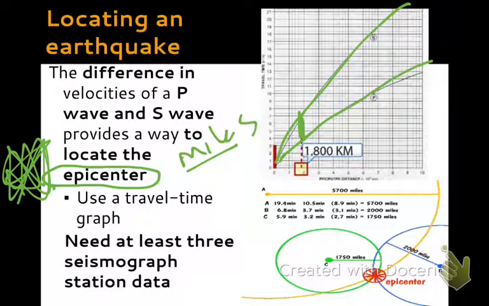You need at least 3 seismograph stations in order to be able to figure this out. You have to have the data from 3 different places in order to locate where the earthquake was. And again, that is what I'm going to show you on this next slide. So how you find it in word form is you find the difference in the P and S waves. You have to have 3 sets of data, and where they all connect, that's what shows you where the epicenter is. And I'll give you a second to finish writing that.